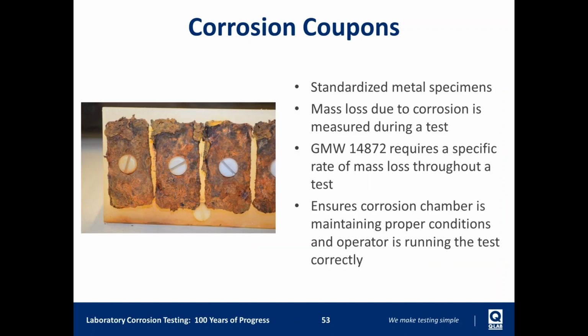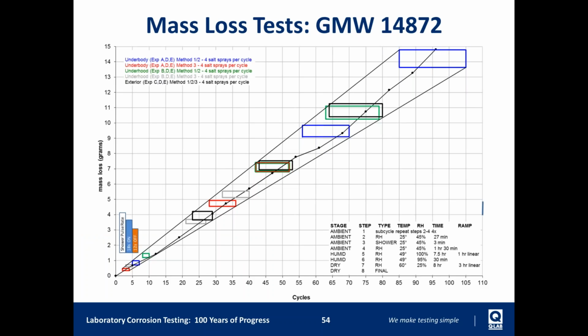Also, a lot of them are still using corrosion coupons, as mentioned in GM 9540P, because it's another check to make sure that a tester has not malfunctioned. One of the problems that they run into, particularly with GMW 14872, which is the newer version of 9540P, is that the solution that they use can clog the shower nozzles. And so these corrosion coupons can be used to identify if you have any problems with your shower delivery during the test.